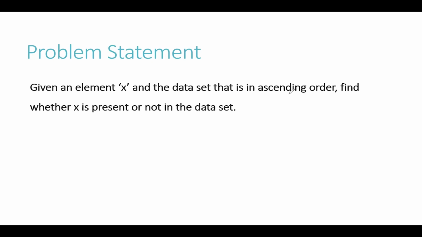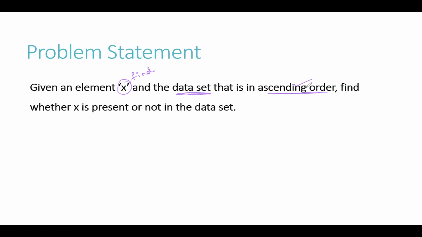All right. So the problem statement is: given an element X and a data set that is in ascending order. Now, this is very, very important. We have an element X which we need to find, because this is a searching algorithm. So we are searching for X, in a data set. It can be a numerical data set or any other data set, but in our example, we'll be considering a numerical data set that has to be in ascending order.